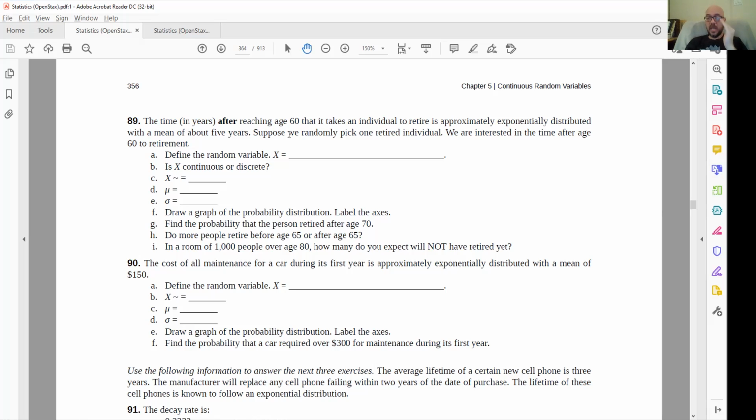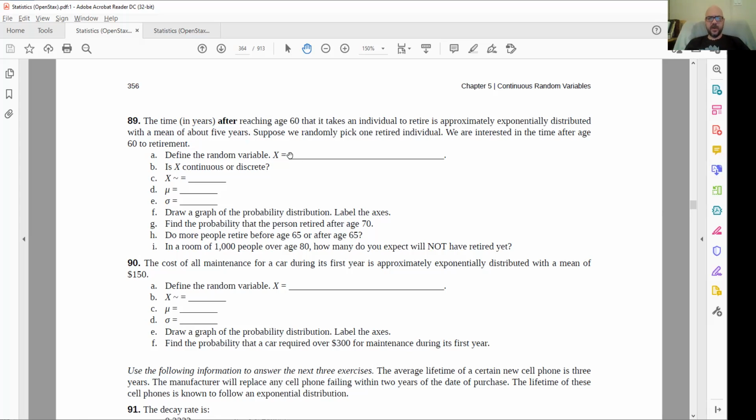Keep in mind that if you retire at 60, X is 0, because you retired 0 years after 60. If you retire at 65, X is 5, which is the mean retirement age, a mean of about 5 years. So when X is 5, the person retired at 65, and vice versa. And if someone doesn't retire until they're 102, then X is 42. I hope people aren't still working when they're 102.